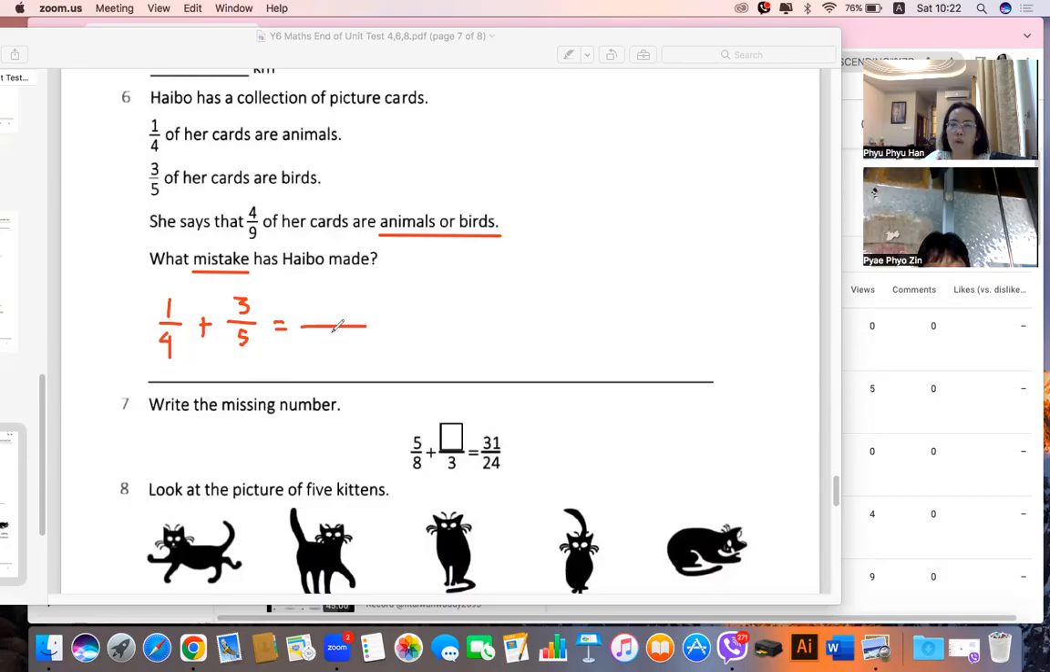So now 1 by 4 multiply with 5, and also 3 by 5 multiply with 4. Now that is 12 by 20. Yes, correct.